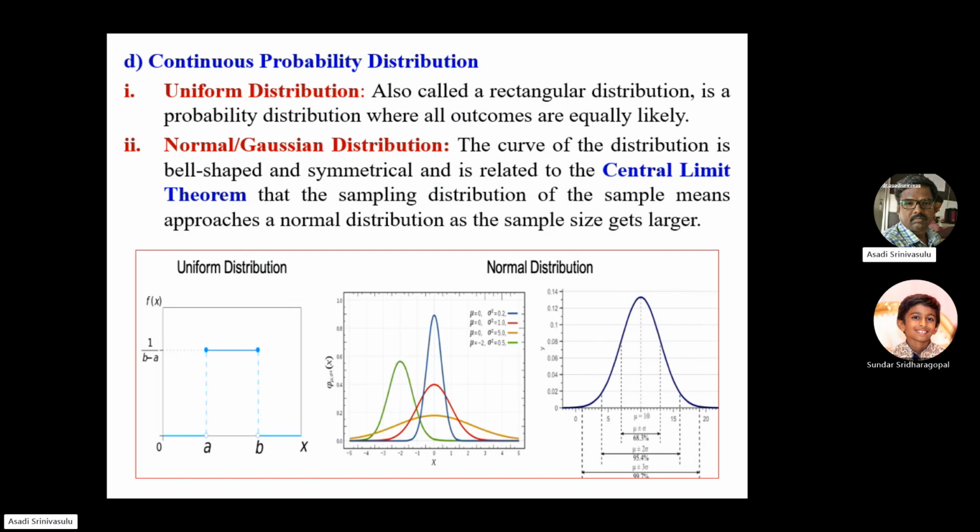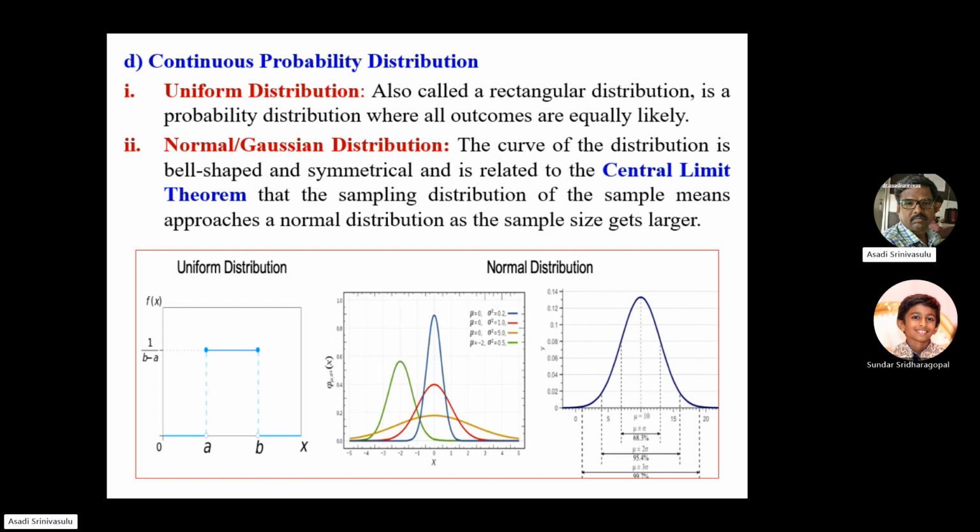Uniform distribution is also called a rectangular distribution and is a probability distribution where all outcomes are equally likely. See in the diagram, you can take the x-axis from 0 to x, in between two points a and b, and we are calculating the uniform distribution, f of x equals 1 by (b minus a). So it is making a distribution where equal outcomes are equally likely in the uniform distribution.